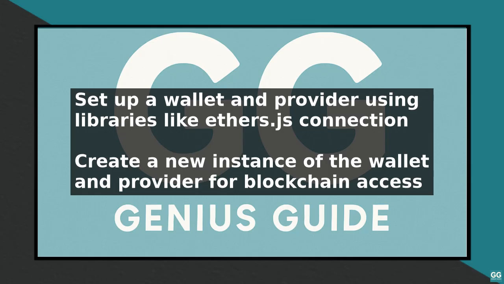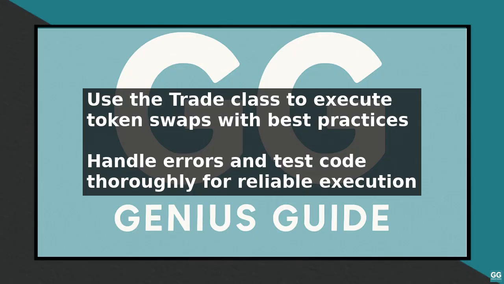Best practices for using the Uniswap SDK include handling errors and exceptions properly, and using a reliable price feed to get the most up-to-date prices. You should also test your code thoroughly to ensure it works as expected.